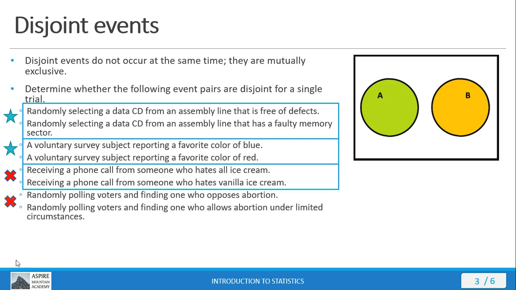Well, I hope here again you said no. So if someone opposes abortion, then that means they're just flat out against it. If someone allows abortion under limited circumstances, that means there are other circumstances under which they oppose it. And so there's going to be some overlap between the two events. Because there's an overlap, they could occur at the same time, and that means these events are not disjoint.